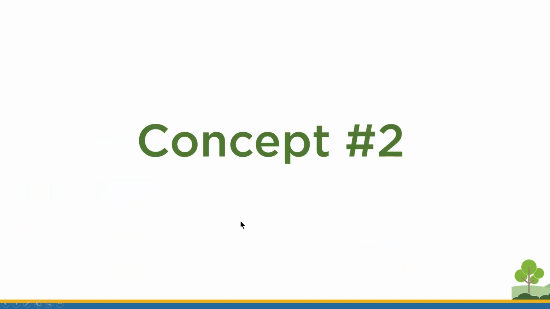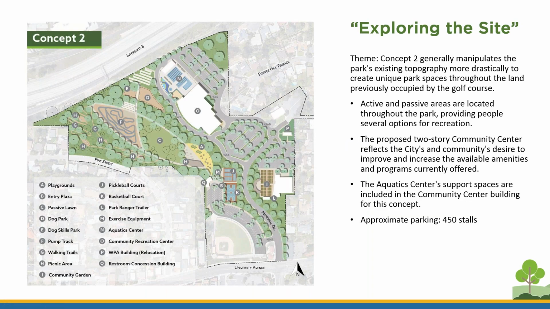That concludes Concept 1. Now let's go through Concept 2. The theme behind Concept 2 is that it manipulates the park's existing topography more drastically to create unique park spaces throughout the land previously occupied by the golf course. The design is more deliberate in its geometry, but it still provides a central passive grassy area for informal recreation.